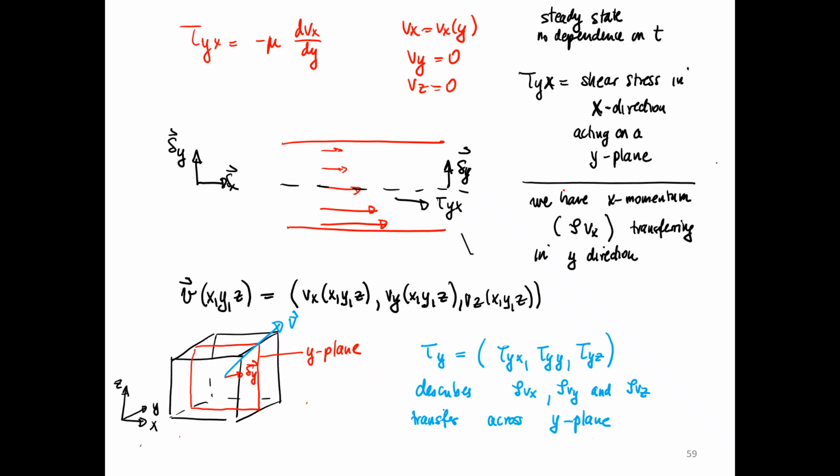X momentum transfer across y plane, y momentum transfer across y plane. So that's normal stress. Z momentum transfer. So in that case, shear stresses are tau yx and tau yz, and tau yy is a normal stress. Okay? Because it's the y momentum across y plane. So that's acting normal.